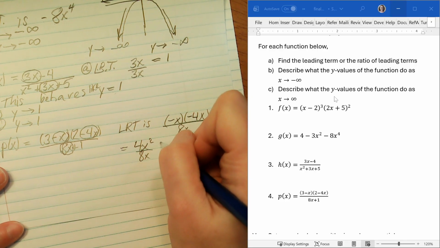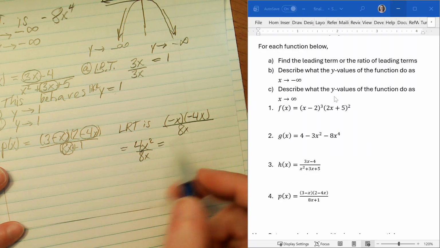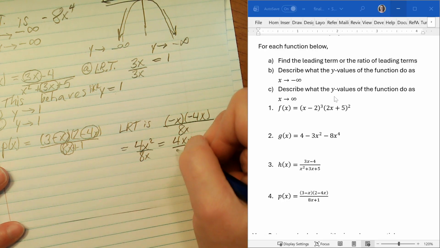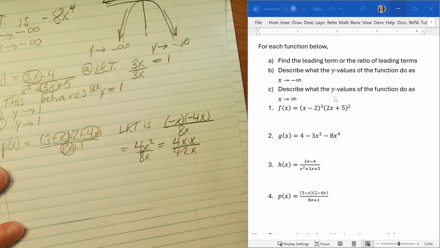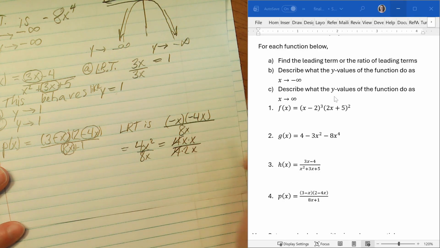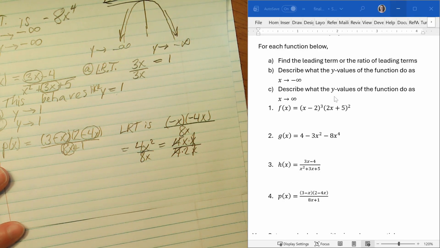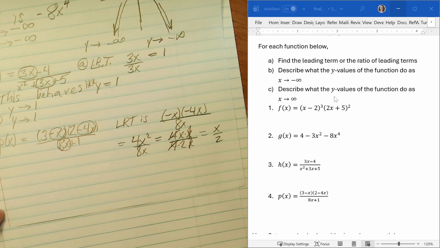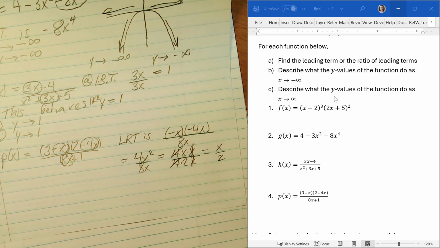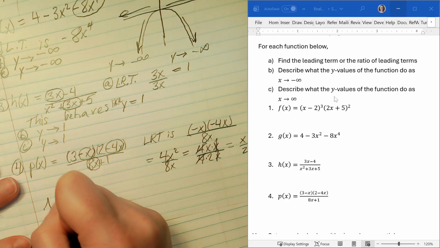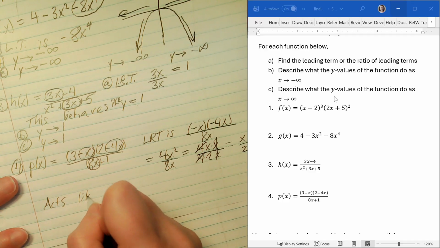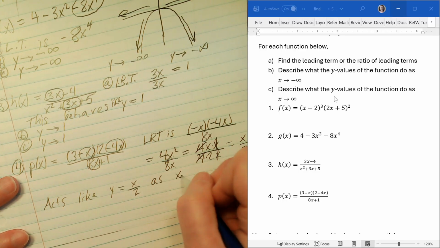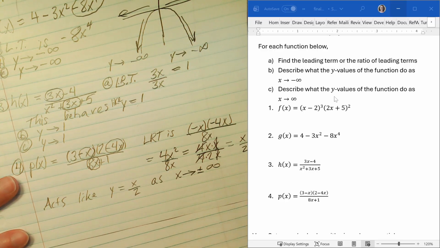Remember, if you forget how to deal with this exponent stuff, this is just 4x times x. And then on the bottom, this is 4 times 2 times x. So I can cancel a 4 factor, and I can cancel an x factor, and I'm left with just x over 2. So what that means is this function acts like the line y equals x over 2 as x goes towards positive or negative infinity.